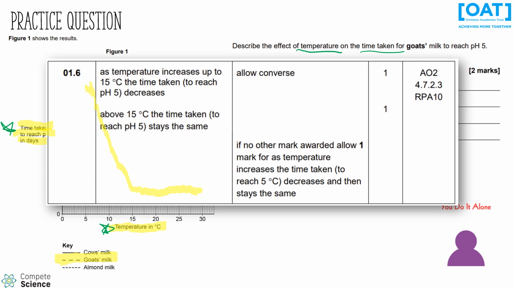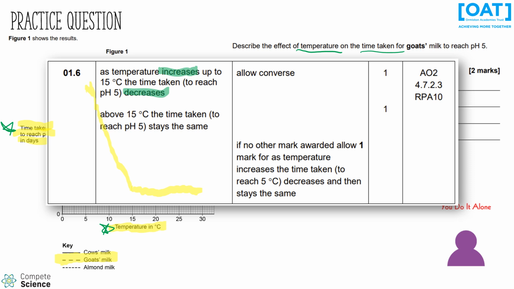As temperature increases up to 15 degrees, the time taken to reach pH 5 decreases. Keywords when describing trends and patterns: if it goes up, we'll say it increases. If it goes down, we say it decreases. Allow the converse, so if you put it the other way around, that's fine. If the temperature decreases, then the time taken to reach pH 5 increases.